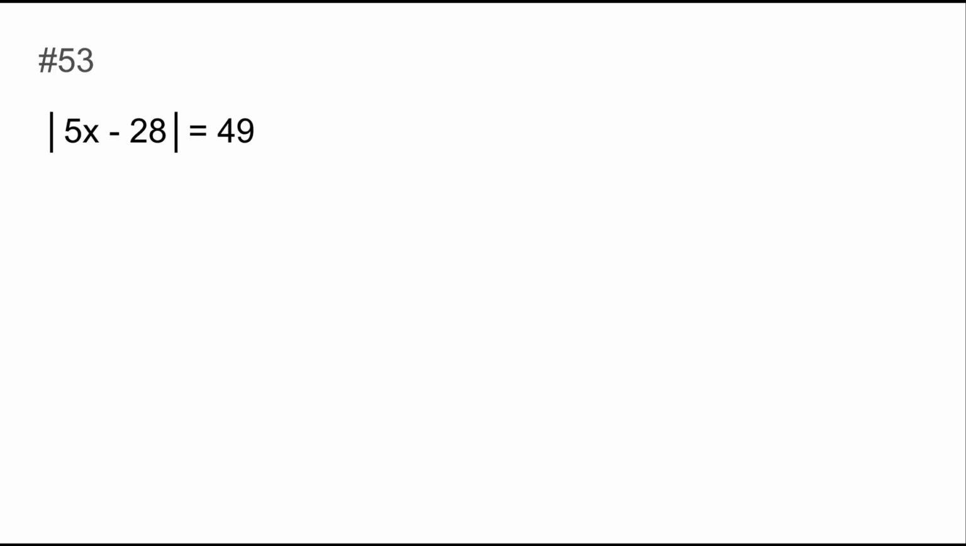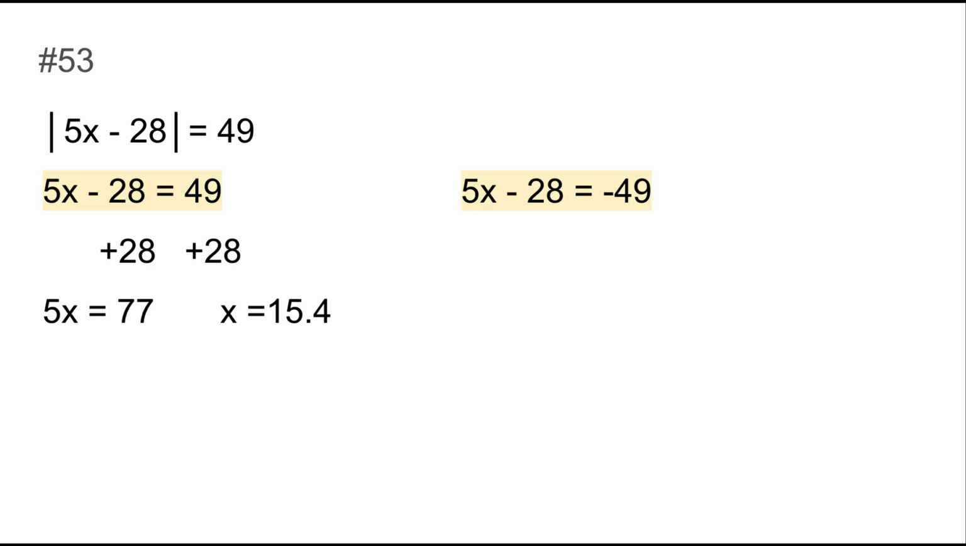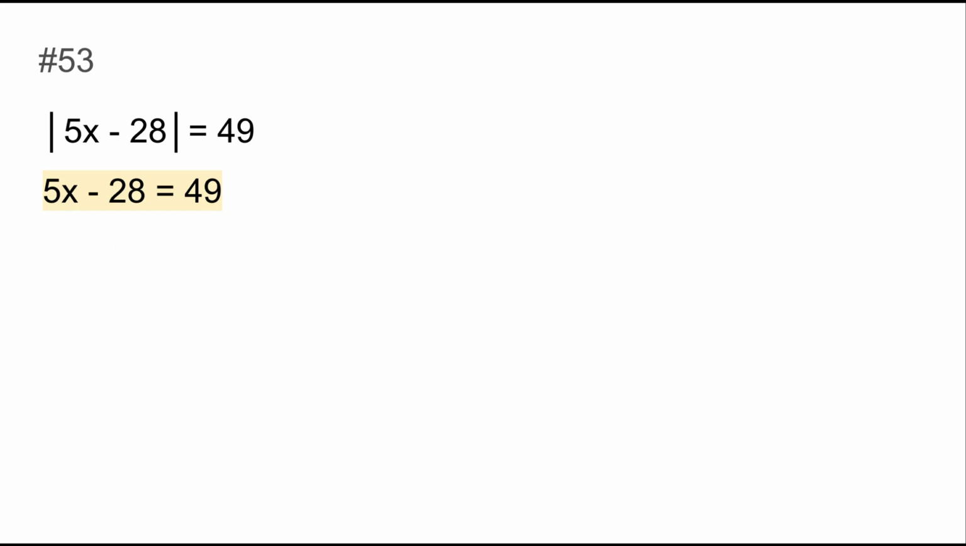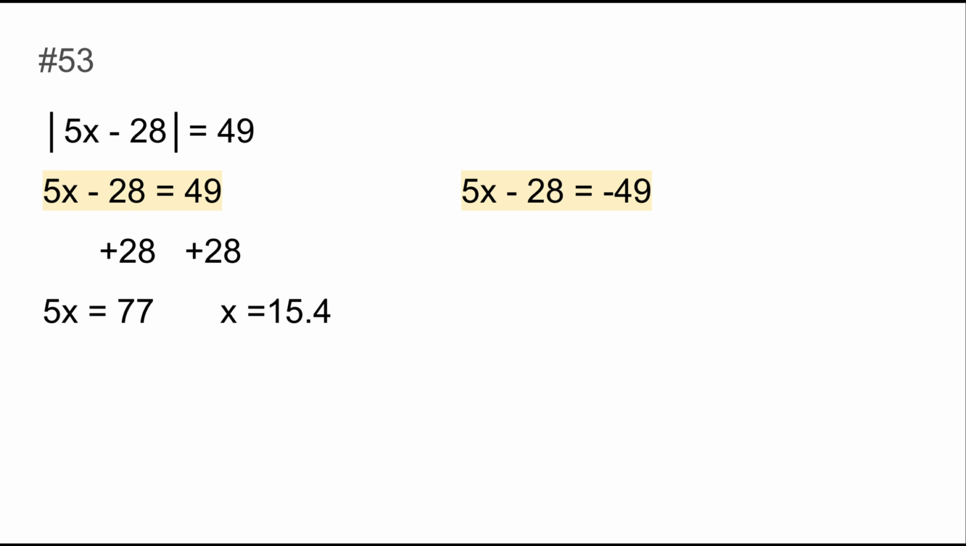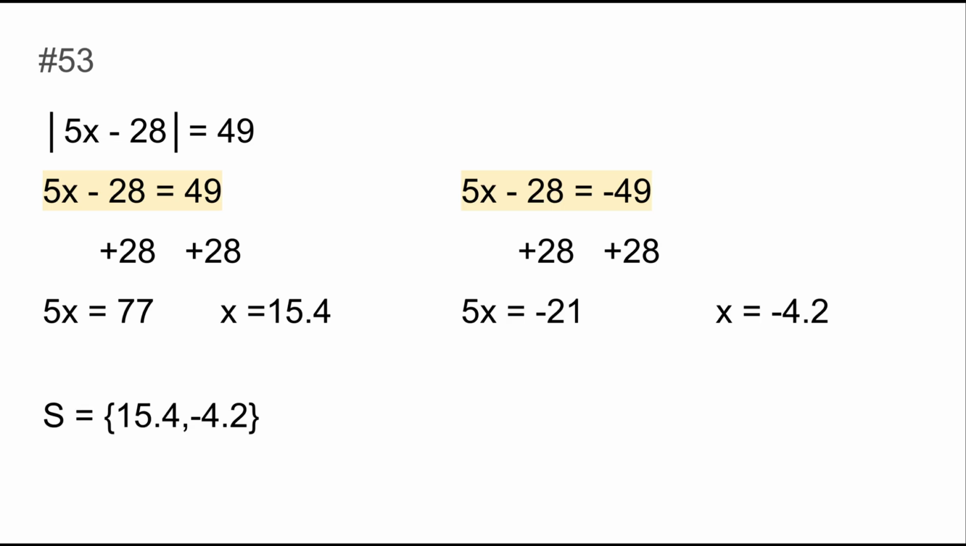Okay, 53. 5x minus 28, that's the absolute value of that, equals 49. We're going to rewrite this twice, equaling 49 and negative 49. And then we're going to solve it by adding 28 to both sides, and then dividing by 5, x equals 15.4. Rewrite this equation, 5x minus 28 equals negative 49. Add 28, 5x equals negative 21, divided by 5, x equals negative 4.2. These are your two solutions.